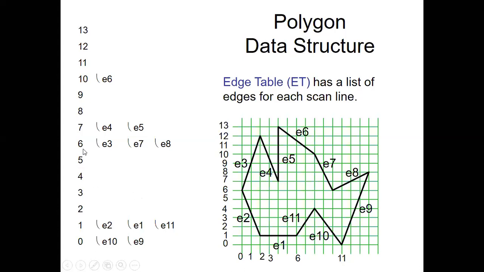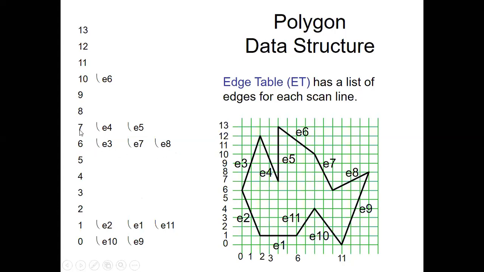Similarly for 4, 5. So if you look at scan row 6, I have new edges coming as E3 and E7 and E8 as well as E9. E9 has already been encountered. So the remaining new edges in the 6th row are E3, E7 and E8. So that is what I am writing here.